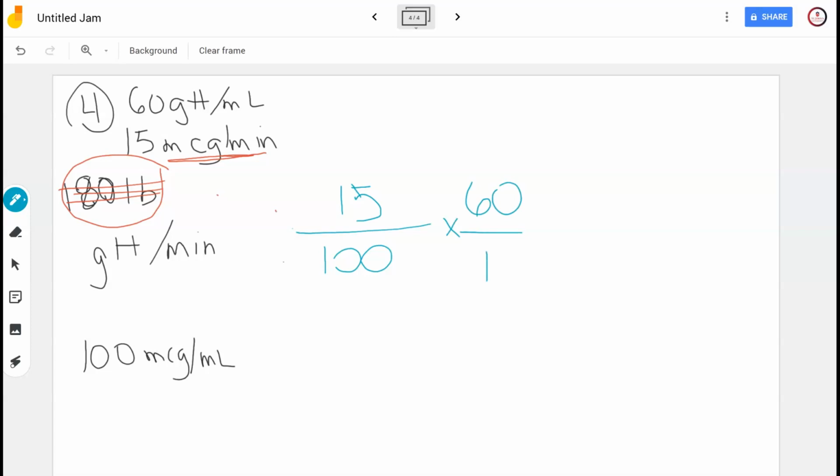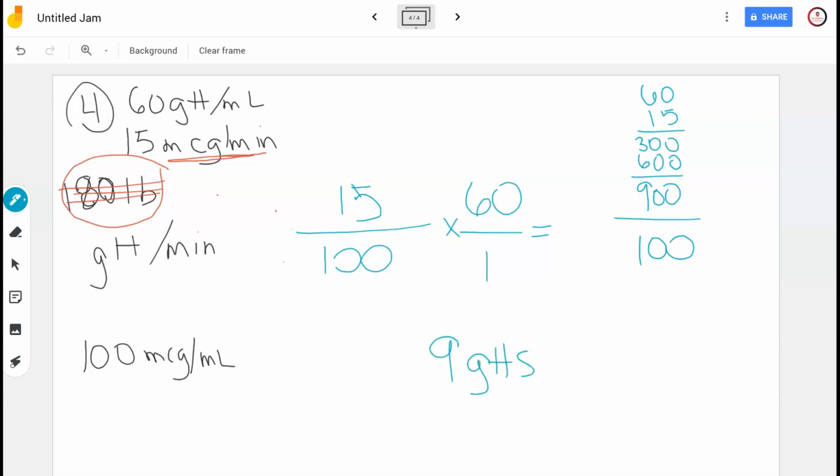So if you multiply this out, 15 times 60, is 900. Over 100 times 1 is 100. So you are going to give the patient 9 drops a minute.